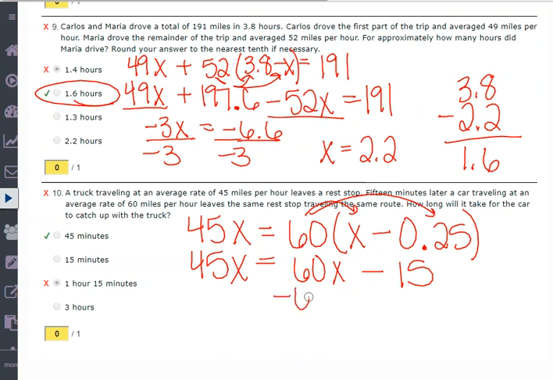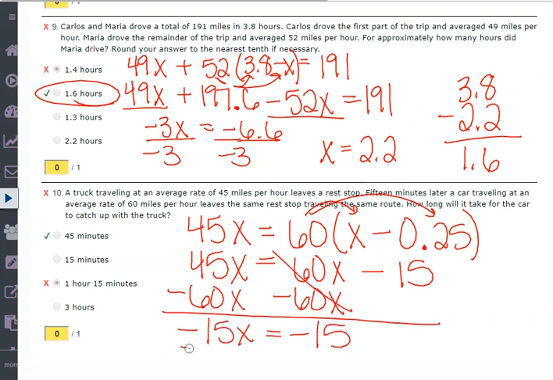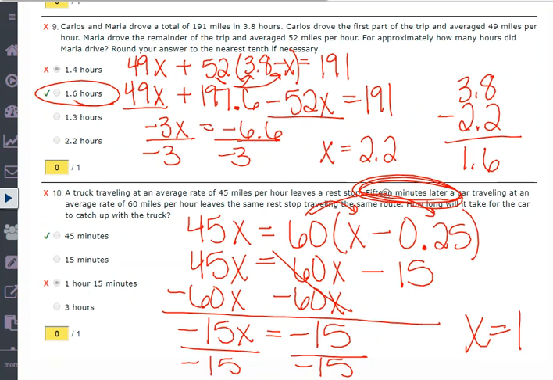So we're going to subtract 60x to the other side. There are multiple ways to solve this. Negative 15x equals negative 15. We're going to divide both sides by negative 15, and we get x equals 1. Remember, x is our time, so x equals an hour. If you look over here, though, you don't see an hour as an answer. That's because we were asked about how long the car takes to catch up with the truck. And remember that the car starts 15 minutes later. So 15 minutes less than 1 hour is how long the car is going to drive, so that's 45 minutes.